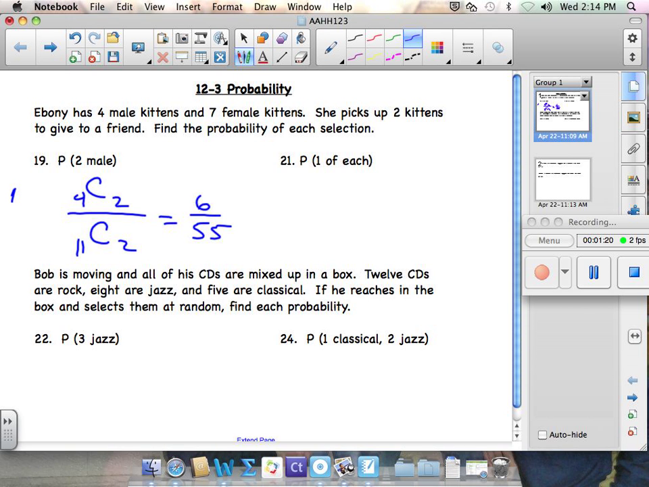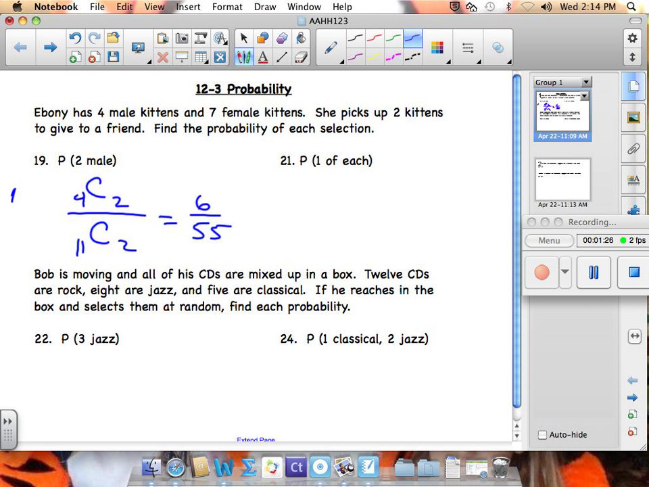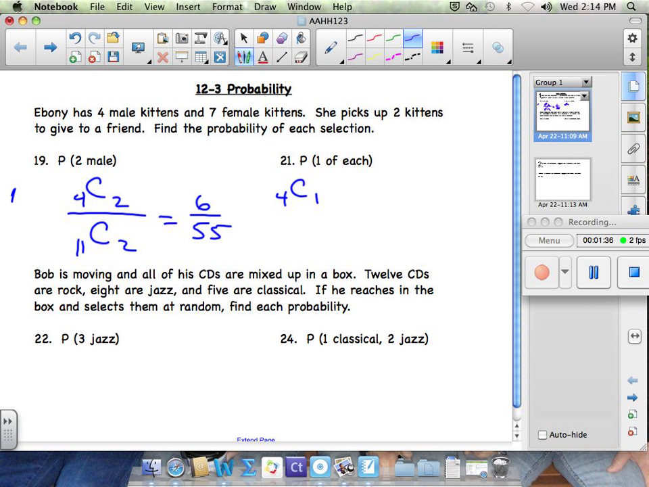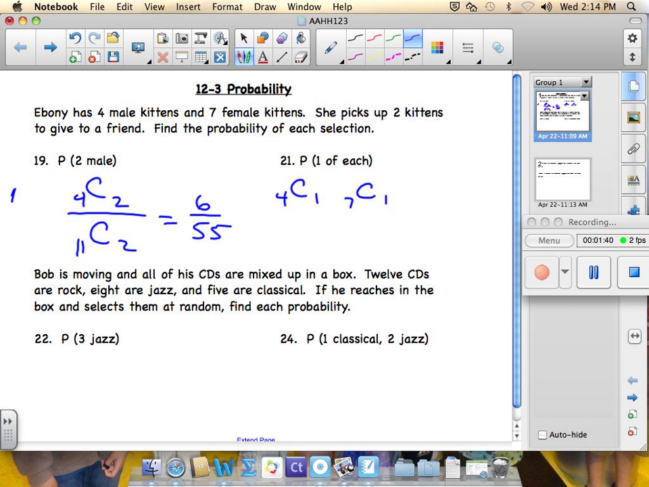Number 21 puts a different twist on it. What if I want one of each? So on my first draw, what I'd like to have happen is either 1 male or 1 female. Let's take the males. The order doesn't matter, so I'm taking 1 cat out of 4 males. Then the female kittens, so 1 female out of 7. What do we do to those totals? We multiply them together.